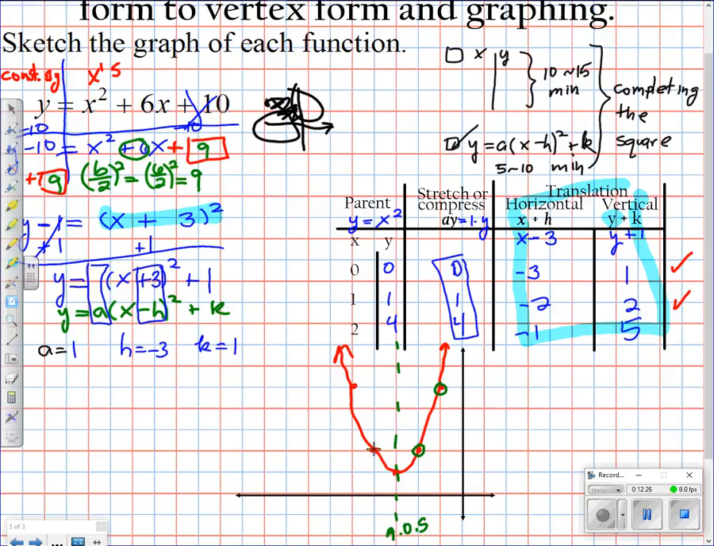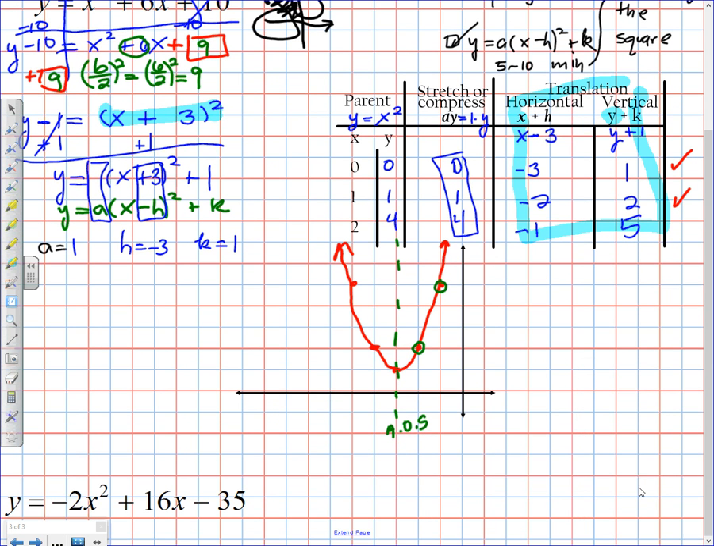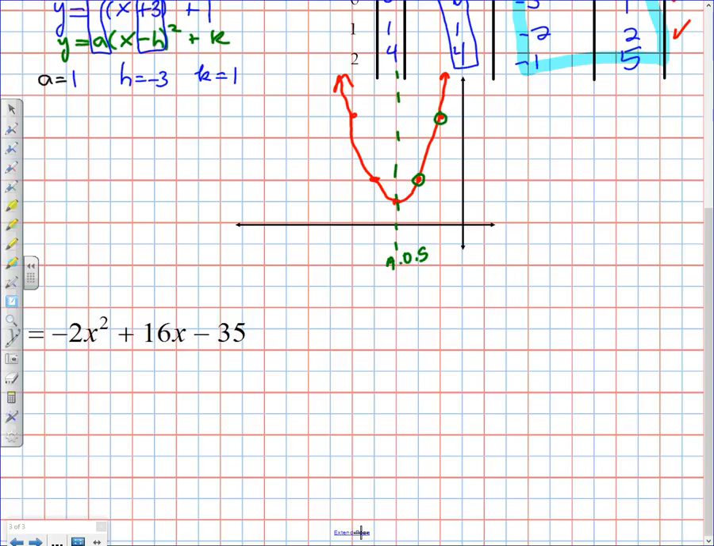Okay. So part of the reason why they love this method is that it's fast and easy, and we're using what we learned earlier. We're using completing the square and we're using graphing in vertex form. Okay. So now example number 2 is slightly more complicated. So this is example number 2.